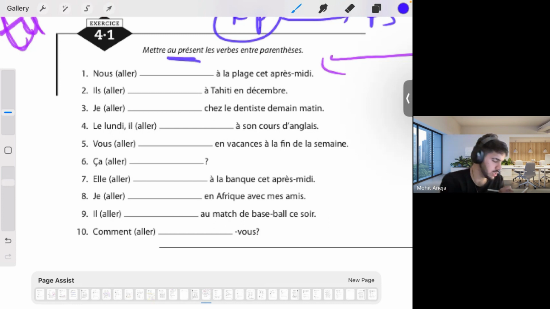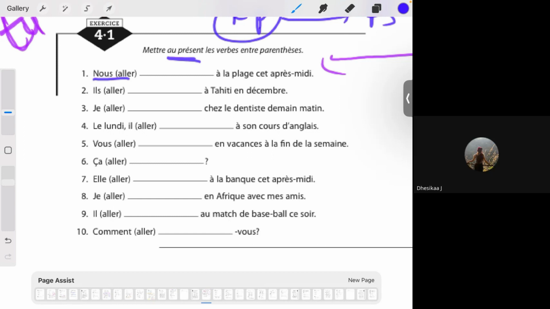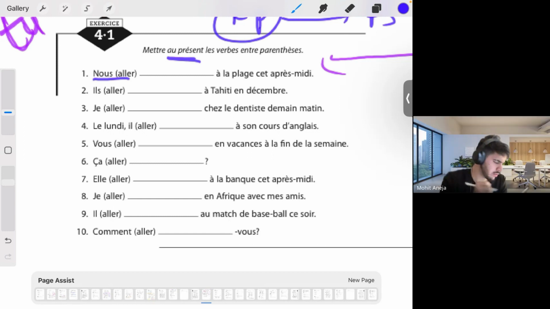Why? Because we learned the present tense of aller. How do you say nous dash à la plage? Je vais à la plage, but nous dash à la plage. Can you tell me the spelling of aller?